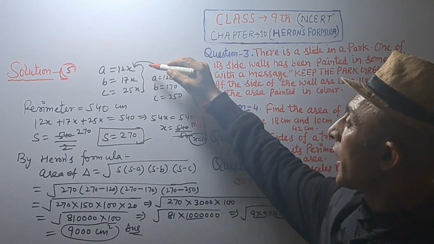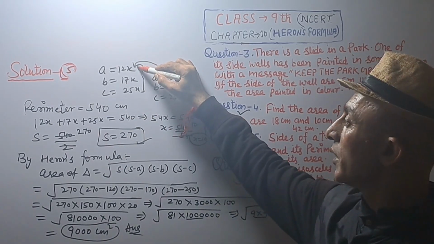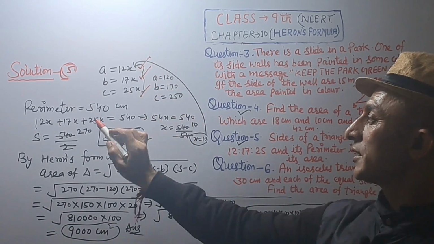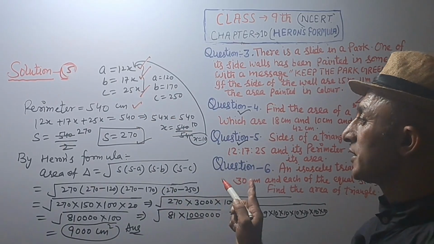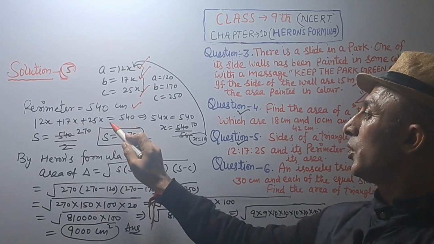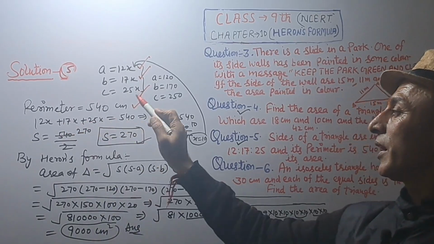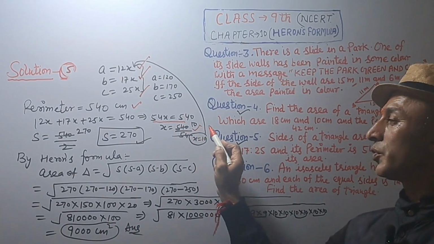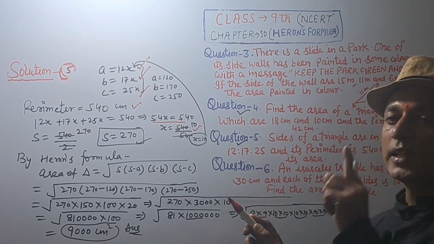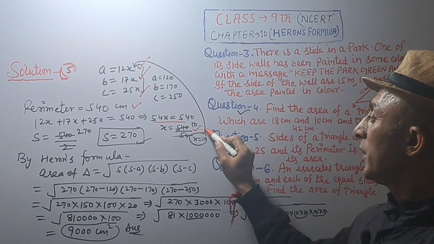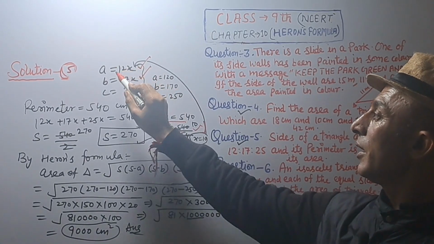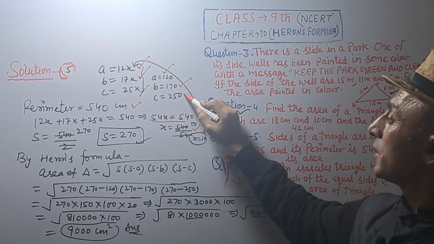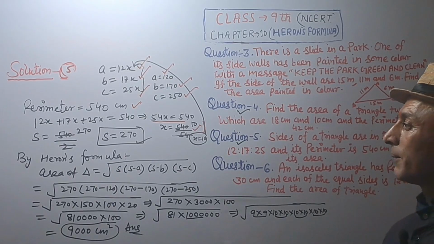A, B, C are in ratio 12 ratio 17 ratio 25. That is 12x, B is equal to 17x, and C is equal to 25x. Their perimeter is equal to 540 centimeter. And sum equal to 12x plus 17x plus 25x is equal to 540. 54x equal to 540, then x equal to 540 divided by 54, that is equal to 10. And we are putting x is equal to 10 in A, B and C. And we get the value of A is 120, B is 170 and C is equal to 250.